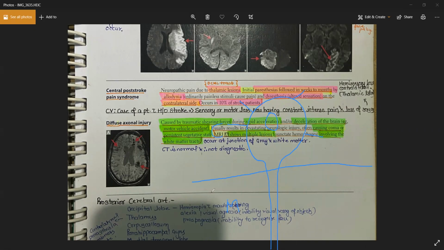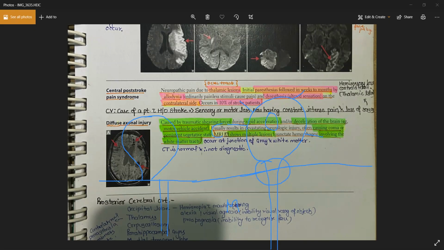The white matter. Now, because of a sudden acceleration and deceleration, because this part of the axon is very weak, with sudden acceleration or deceleration, this part will get damaged. What happens is something you will see like that. If this is my cell body, this will happen, because of a certain acceleration or deceleration. So this is known as a diffuse axonal injury.